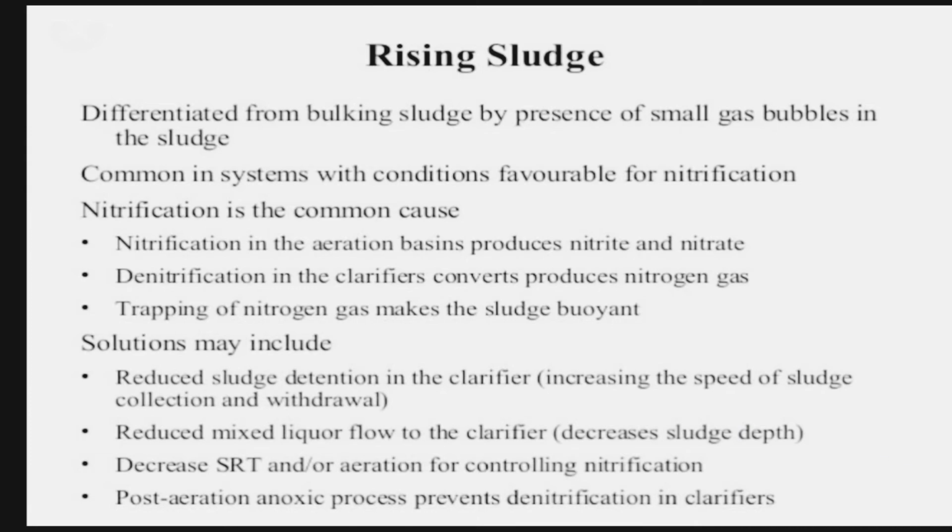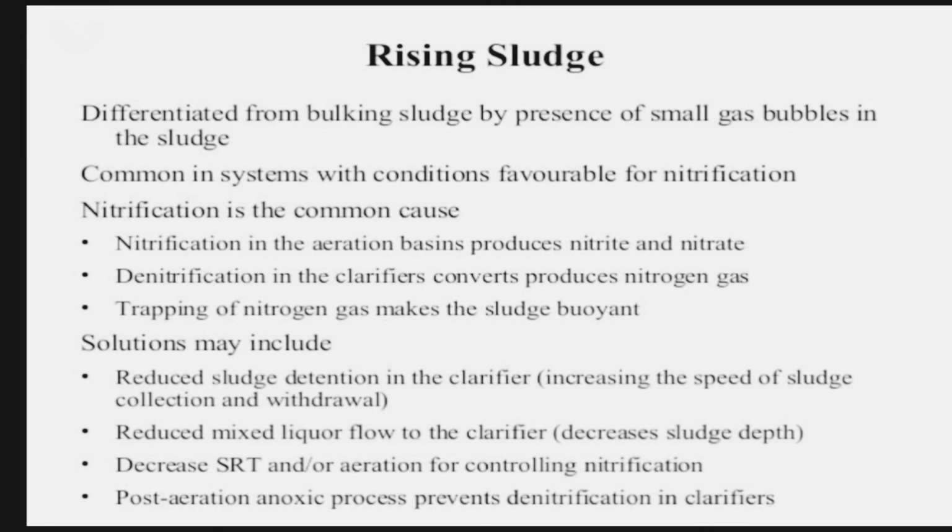Now, the solutions to reduce or decline rising sludge problem in the secondary clarifier, let us begin. The solutions to prevent the rising sludge problem in the secondary clarifier are given in this presentation. The first one is reduced sludge detention in the clarifier, that is increasing the speed of the sludge collection and withdrawal. If that withdrawal is done in a faster time, then it may reduce the floating solids on the surface of the clarifiers. The second point is reduce the mixed liquor flow to the clarifier, decrease the sludge depth, decrease SRT and/or aeration for controlling nitrification.